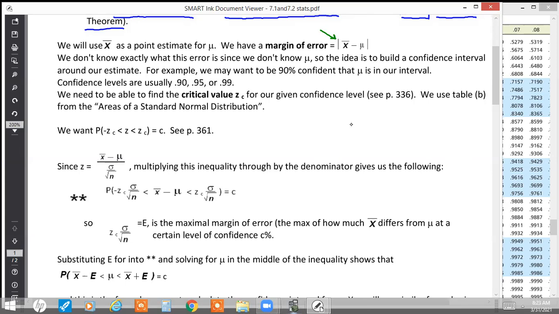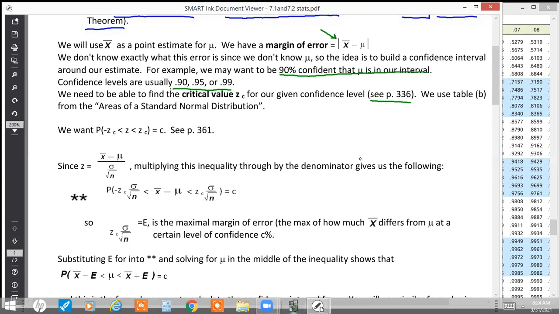So for example, we might want a 90% confidence interval. In other words, we might want to be 90% confident that mu is in our interval. Usually the levels that you run across are 90, 95, or 99%, although the table in your book has more than just those, and we're going to take a look at that in a little bit. So we need to be able to find, if you're doing this by hand, a critical value Z sub C for our given confidence level. Make sure you look over page 336. And then we're going to use table B in your appendix section, areas of a standard normal distribution.